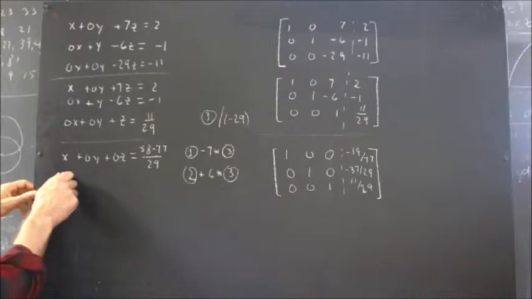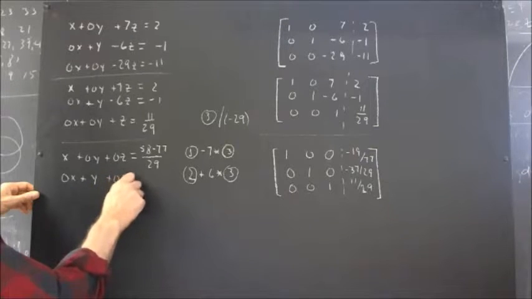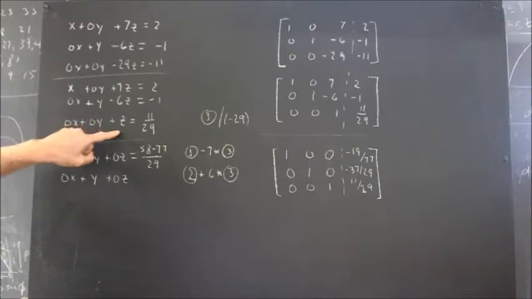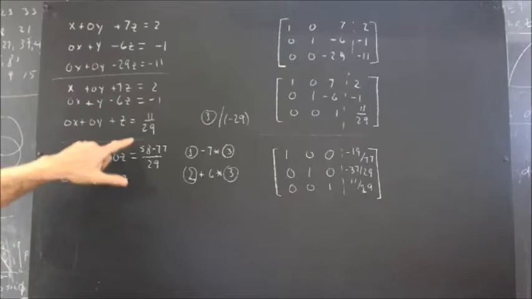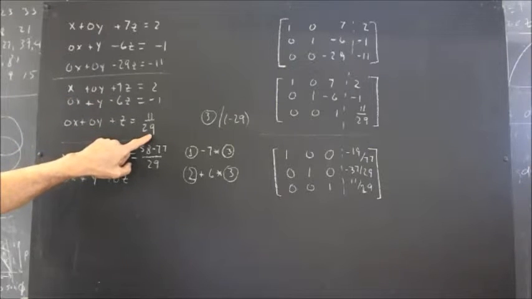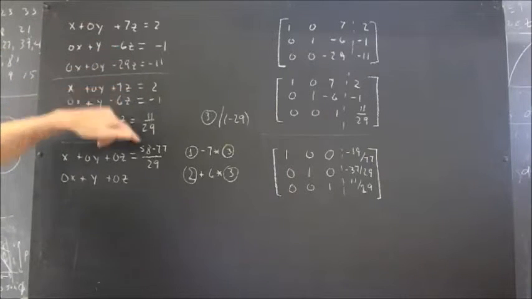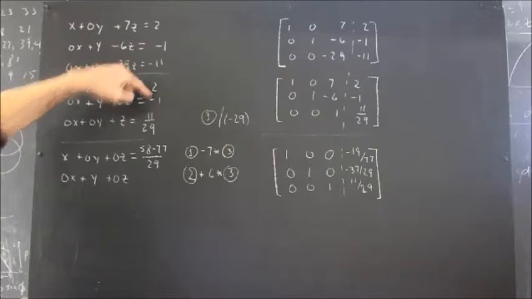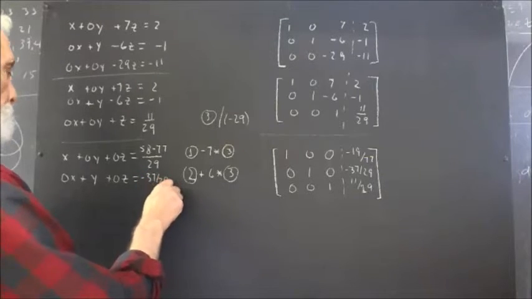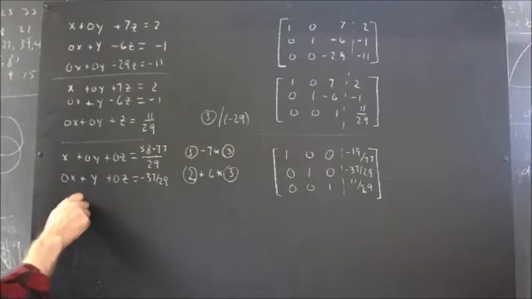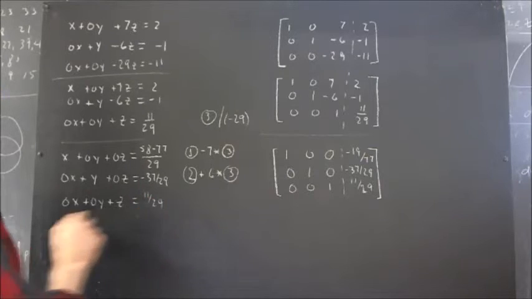Over here, same thing, we're going to get 0x plus y plus 0z. How did we get that 0z? We added 6 times the third row to the second. Zeros here didn't affect what we had for the x and y. But now we're going to have to add 6 times 11/29 to negative 1. And in doing so, I believe we get negative 37 over 29. And then we have our 0x plus 0y plus z equals 11/29.